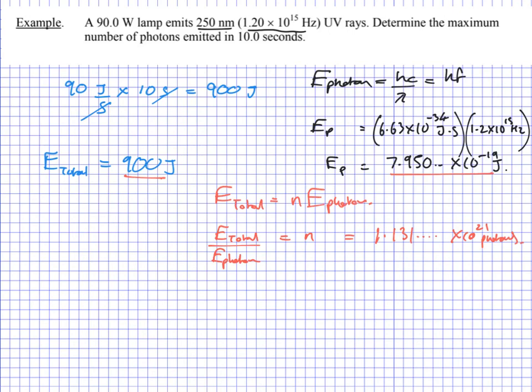Let me just double check my significant digits. I've got 3, 3, 3, and 3, so it's 3. So let's put that in. It's going to be 1.13 times 10 to the 21 photons. There's my answer.